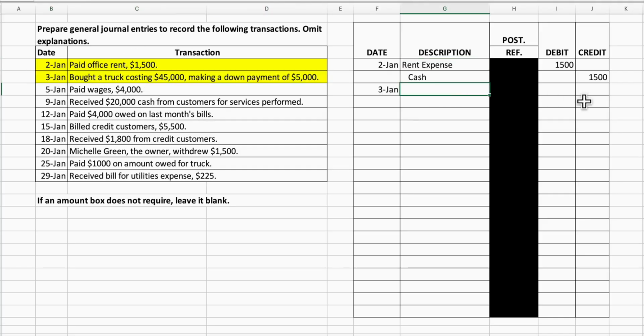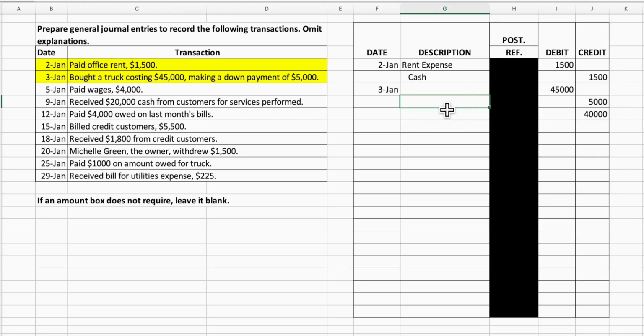And for January 3rd, it looks like we bought a truck costing $45,000, making a down payment of $5,000. So you bought a truck for $45,000 total. That'll be on the debit side. And then how you paid for it was you gave $5,000 as the down payment. So that leaves $40,000. Now, the easiest way to do this in Excel is just to take the debit minus the deposit you gave as a credit, and that leaves $40,000.